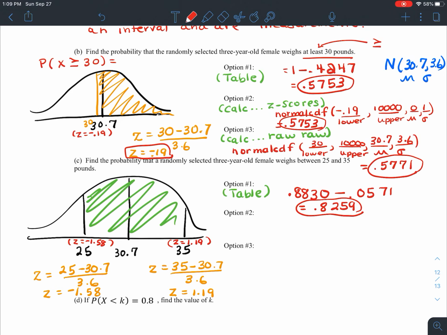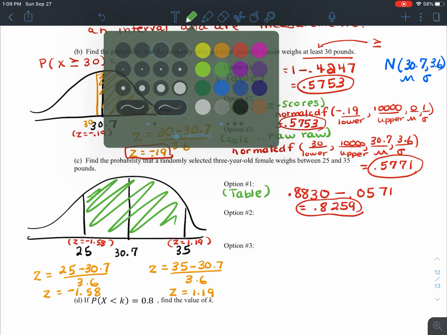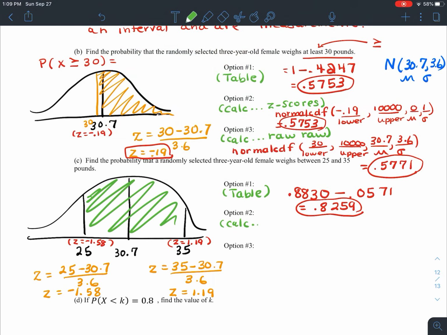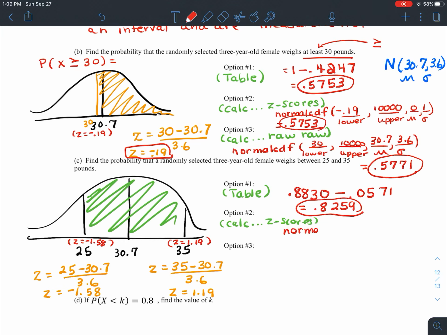Okay, and that would be subtracting this, which gives us an answer of roughly 82.59% of 3-year-old girls weigh between 25 and 35 pounds. This is where we're getting the continuous random variable from. You can see now we're talking about intervals, ranges, values in between. This is all continuous here.